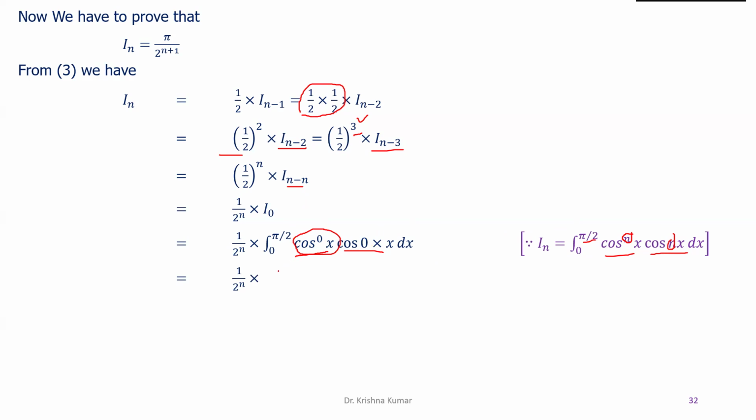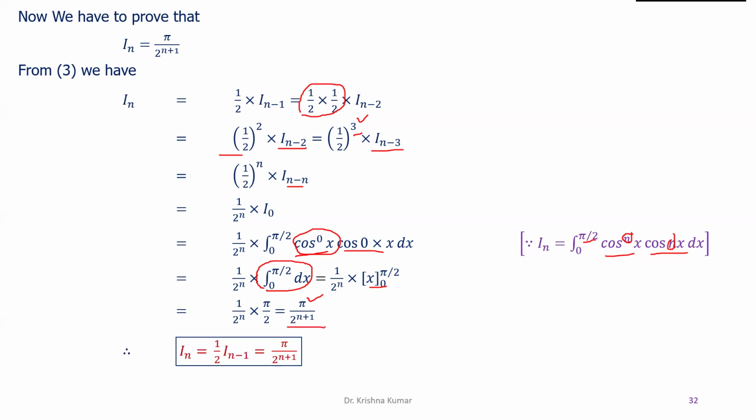So we have 1 upon 2 to the power n integration of dx, or 1 with respect to x, under the limit 0 to pi by 2. If we integrate it, the integration of this is x under the limit 0 to pi by 2, and if we substitute the limit, 1 upon 2 to the power n times pi by 2, so this is nothing but pi upon 2 to the power n plus 1. And since we have to prove this, this is the desired result.